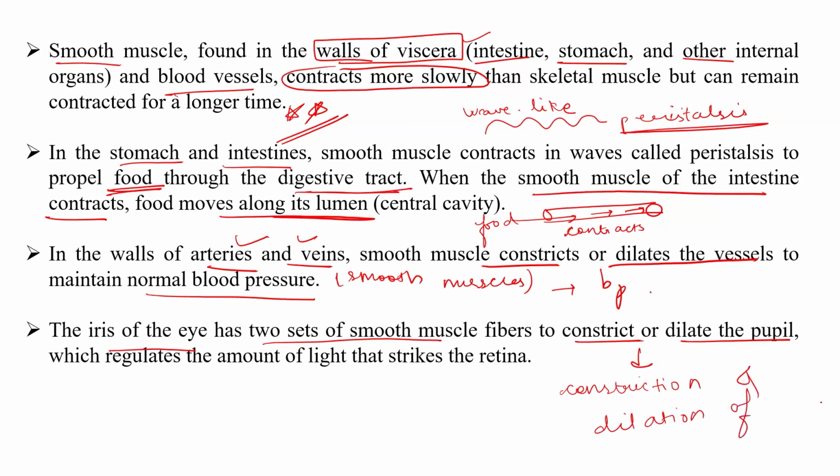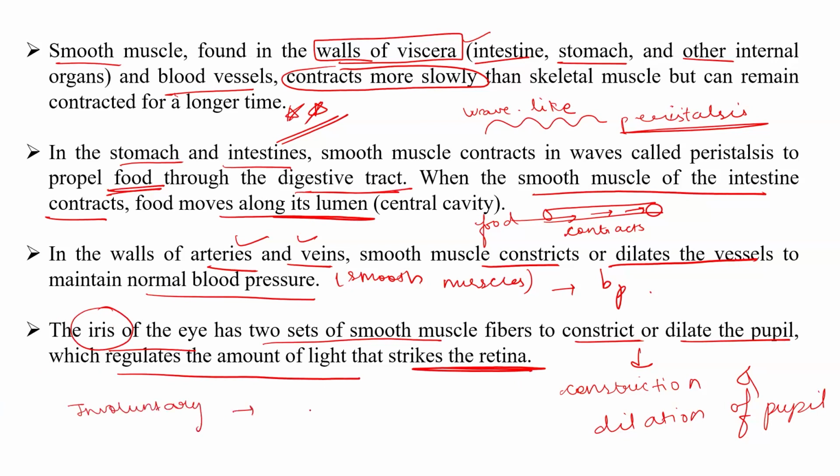Therefore it helps in maintaining the power of accommodation of the eye. Therefore, it regulates the amount of light that strikes the retina. So, depending upon whether the pupil is constricted or dilated, the amount of light that enters the eye and strikes the retina can be regulated. And this is regulated with the help of the set of smooth muscles which are present in the iris of the eye. So, what we learned about smooth muscles is that smooth muscles are involuntary.